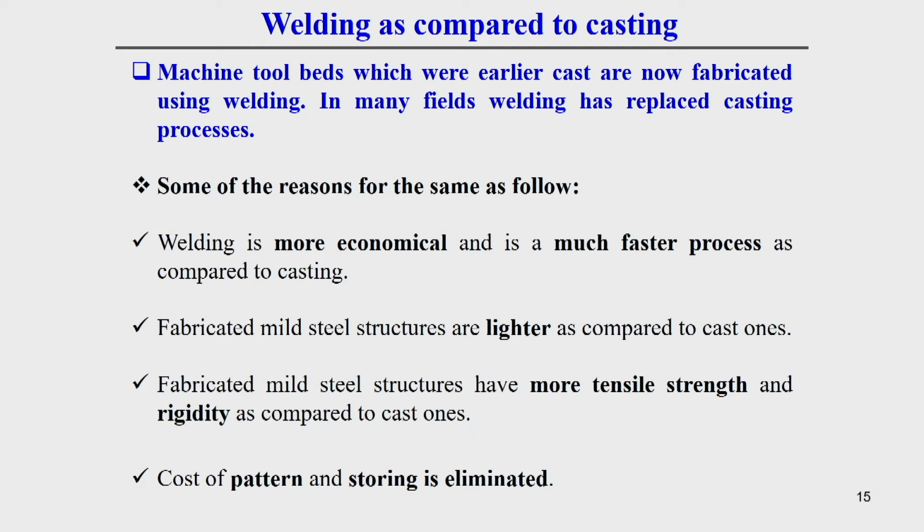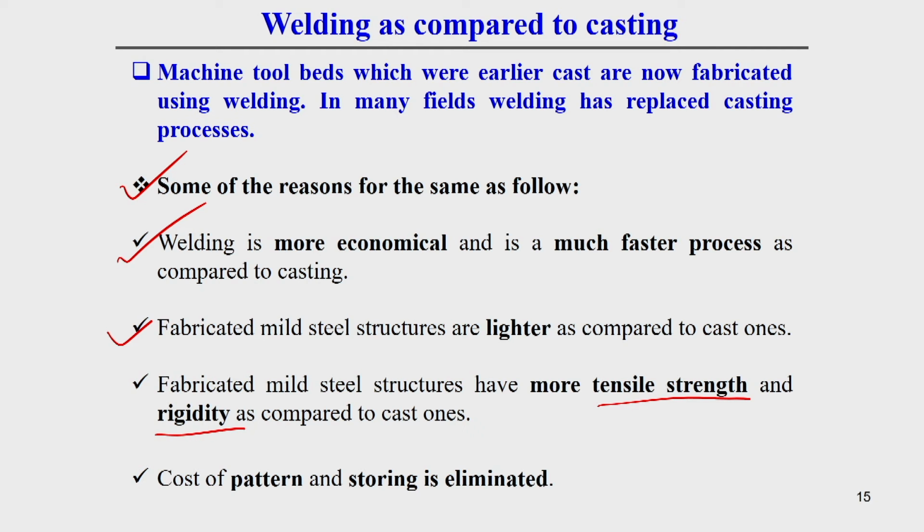Some of the reasons for the replacement of casting can be stated like this. First, welding is more economical and is a much faster process as compared to casting. Fabricated mild steel structures are lighter as compared to cast ones. Fabricated mild steel structures have more tensile strength and rigidity as compared to cast ones. That means whatever strength we get in a structure produced by casting, if we make the same structure by welding, we can get more tensile strength and rigidity.